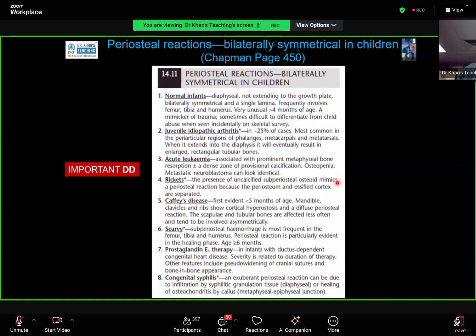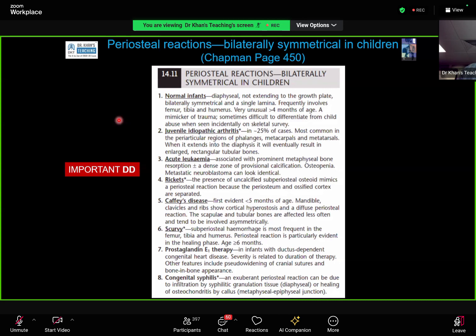Now, first of all, let's go through a bit of the differential diagnosis and a bit of theory behind it. Look at these words. Normal infants, juvenile, what is the differential? Periosteal reaction, bilateral symmetrical in children: normal infants, juvenile idiopathic arthritis, acute leukemia, rickets, scabies, scurvy, prostaglandin E, and congenital syphilis. Please remember one of the key factors is age. The age of the patient is the key thing.